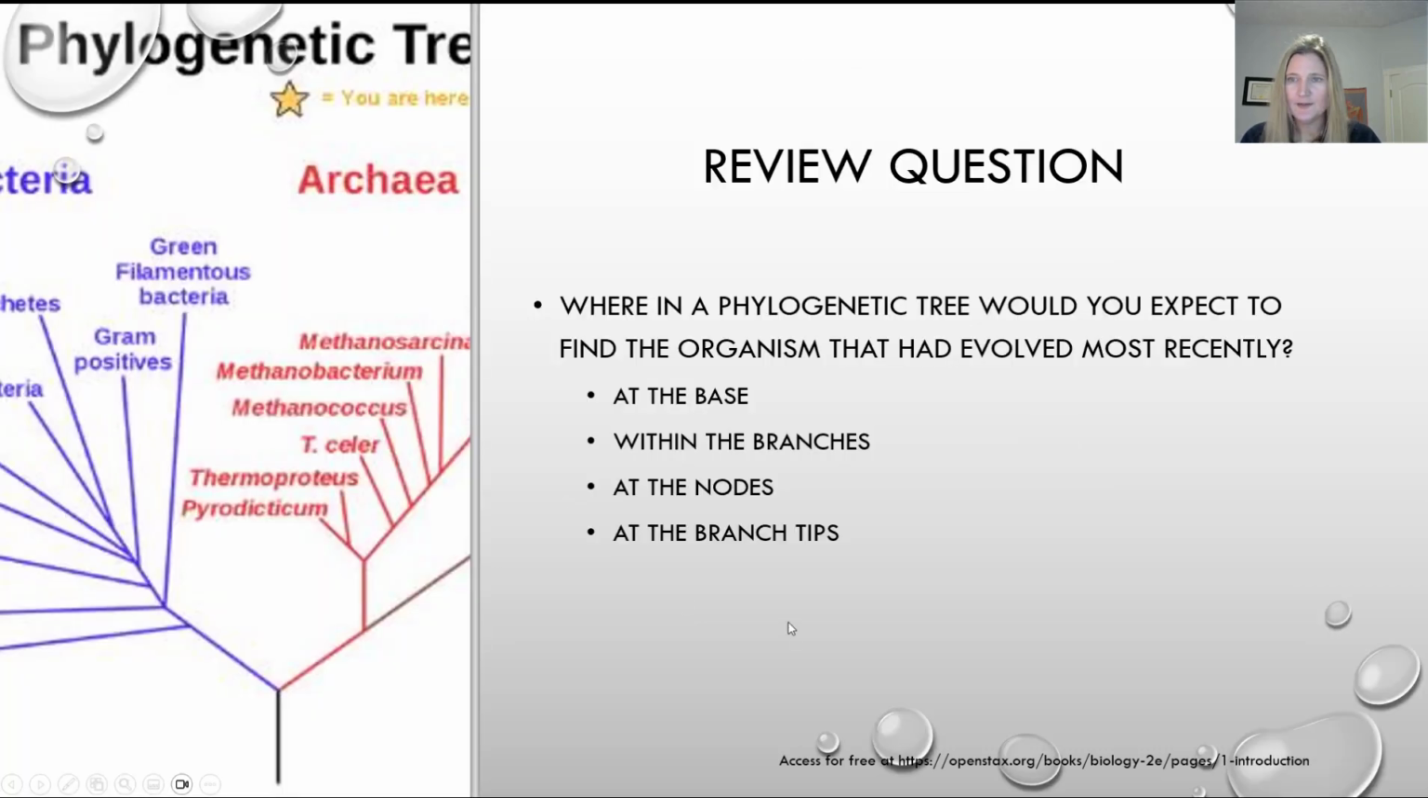So based on that information, where in a phylogenetic tree would you expect to find the organism that had evolved most recently? Would it be at the base of the tree? No. Within the branches, like here? No. At the nodes? No. At the branch tips? Yes. Okay, so these are the ones that show the most recently evolved.